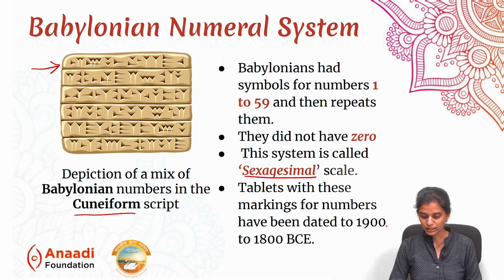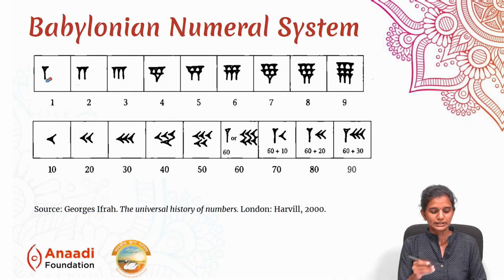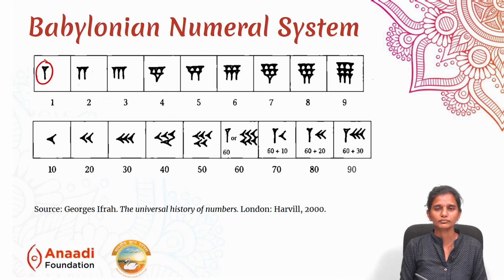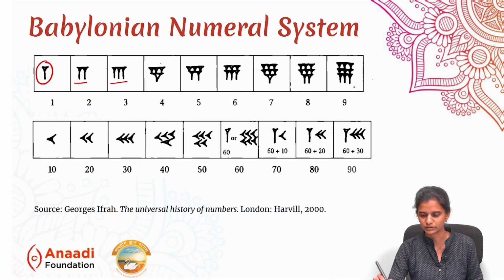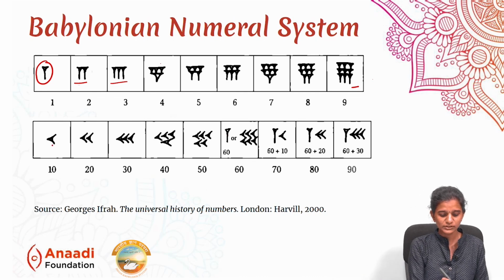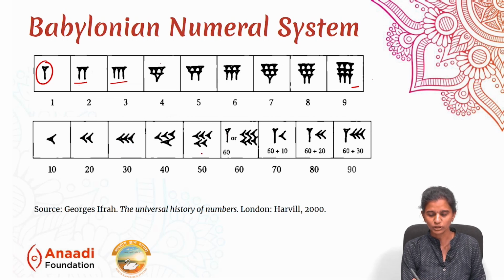Tablets with these markings for numbers have been dated to 1900 to 1800 BCE. Now see, this is the symbol for 1. It is repeated twice for 2 and then thrice for 3. Then it's grouped as 3 and 1 is added for 4 and then so on. It goes till 9. Now this is the symbol for 10. It is repeated twice for 20. It's repeated thrice for 30. Then it goes on till 50.